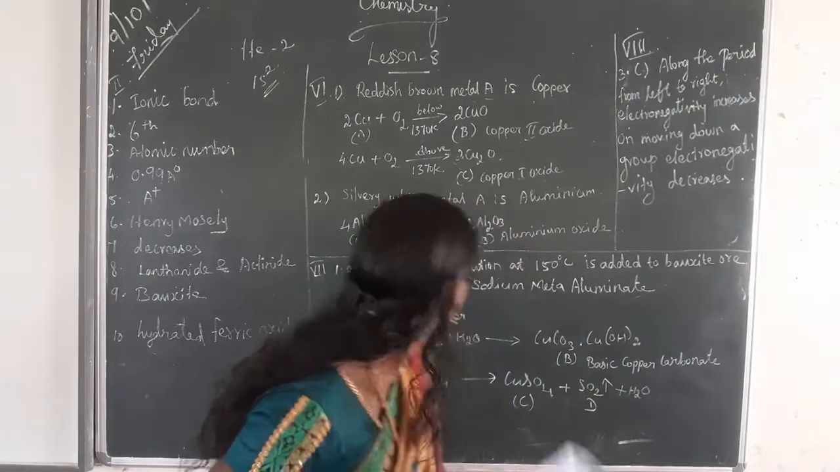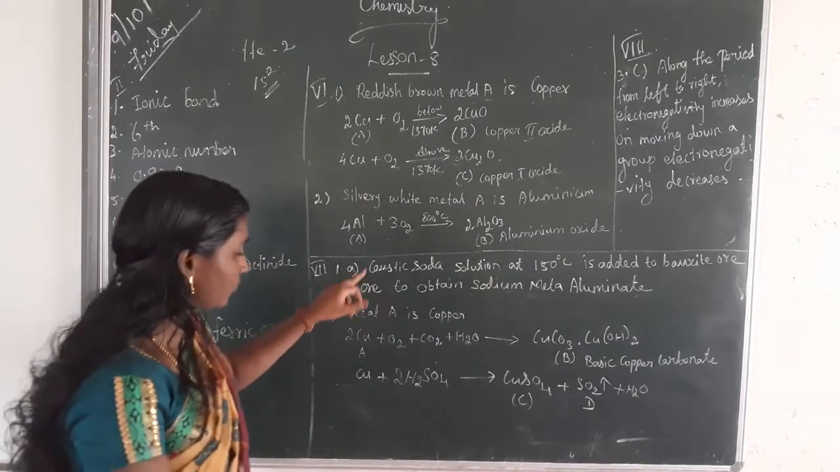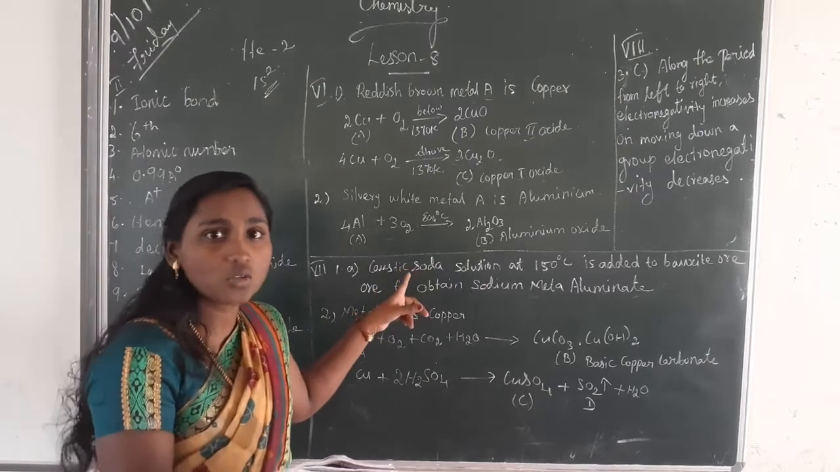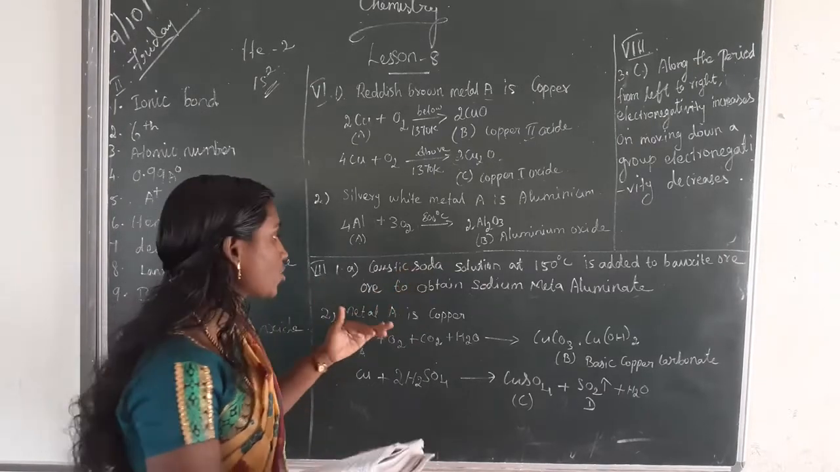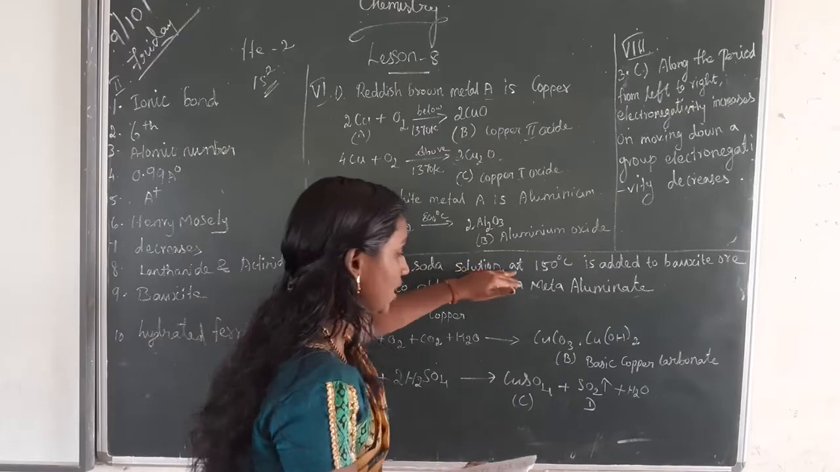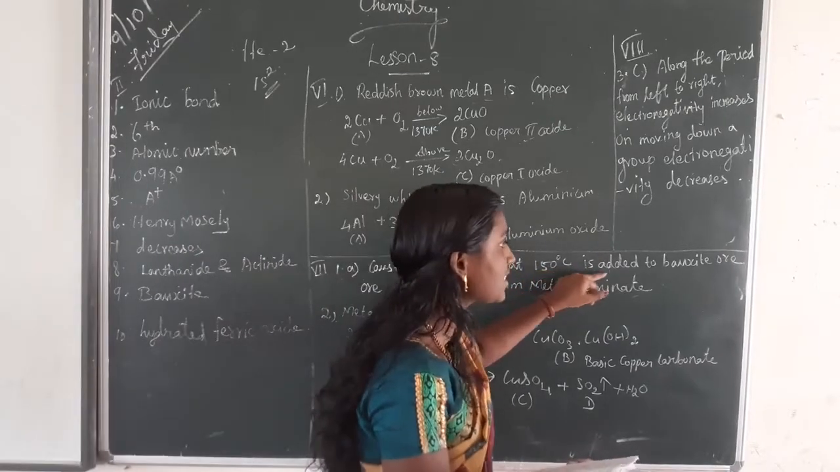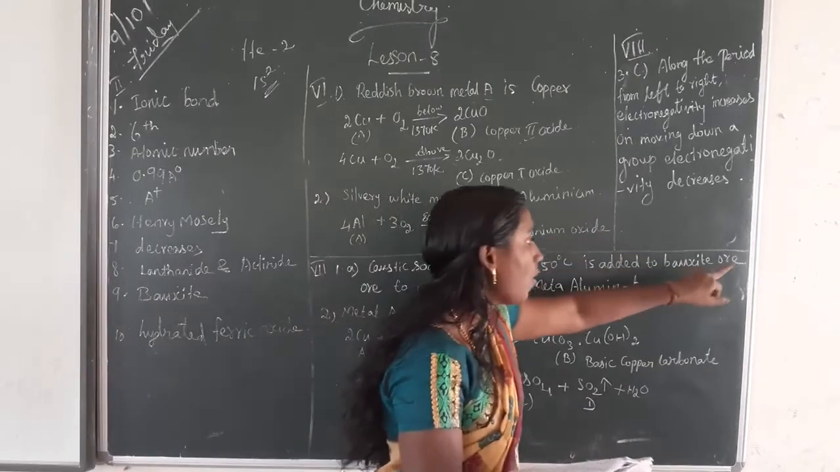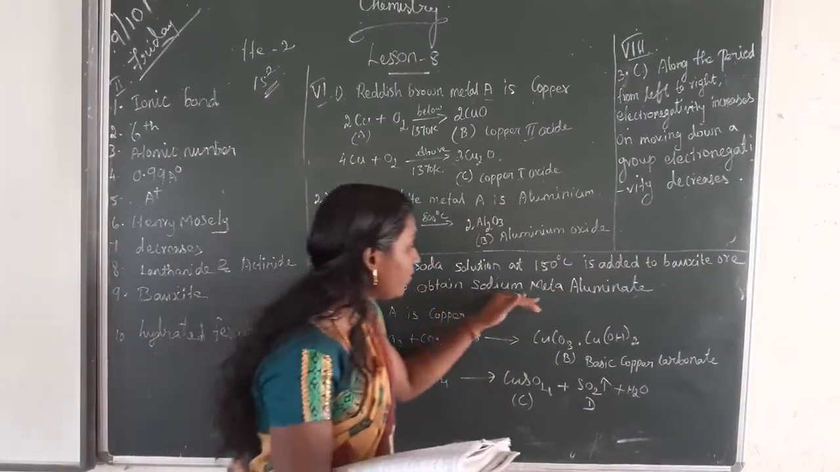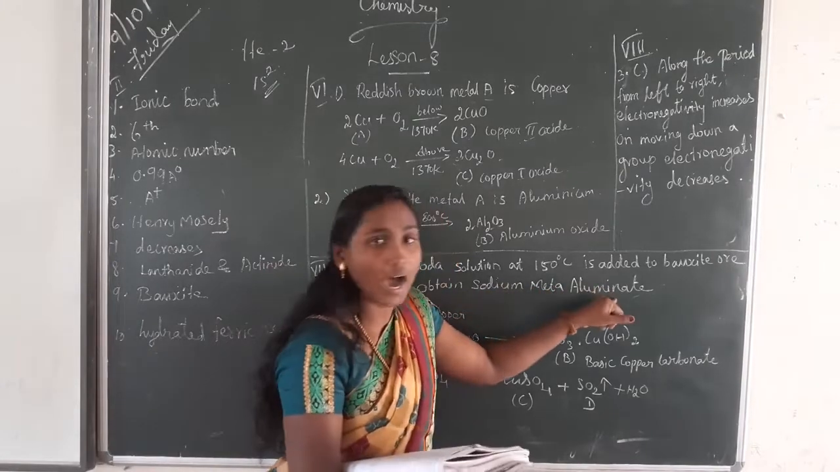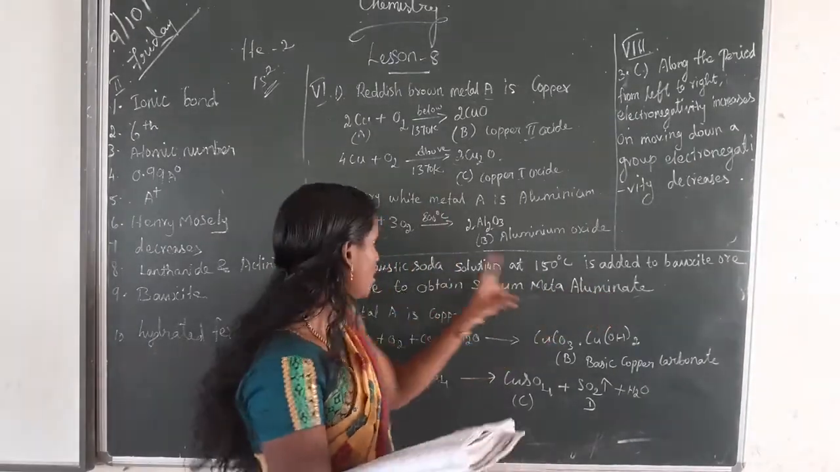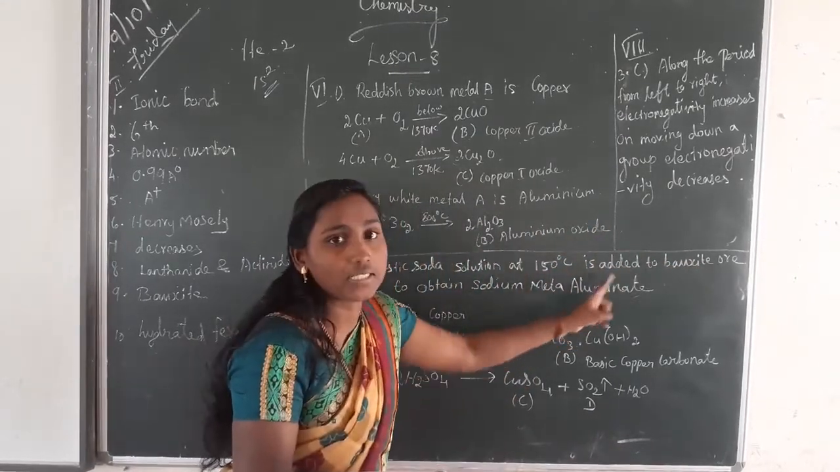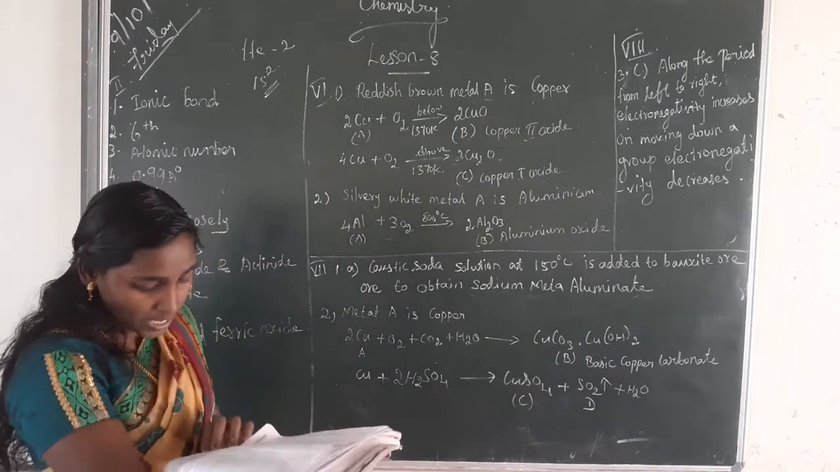Okay, so write this two lines. Caustic soda. Caustic soda means that is a sodium hydroxide, one alkali. Okay, base compound. So caustic soda solution at 150 degrees Celsius is added to the bauxite. Okay, caustic soda is added to the bauxite ore to form what we will get? Sodium meta-aluminate. This product we will get. So caustic soda is added to bauxite ore to form sodium meta-aluminate. Note it.